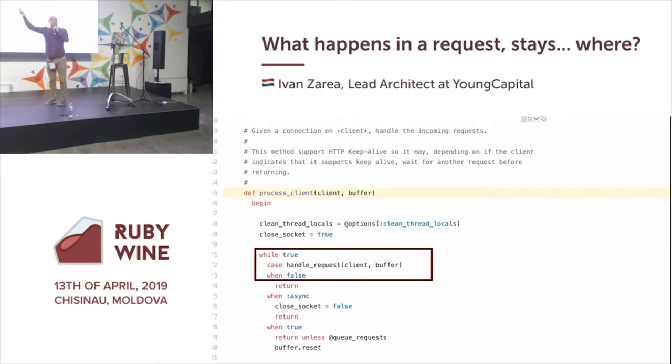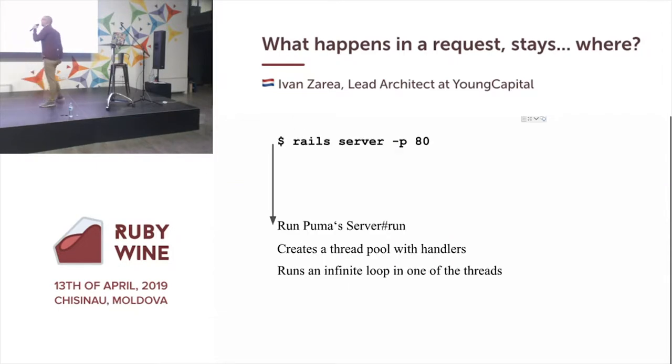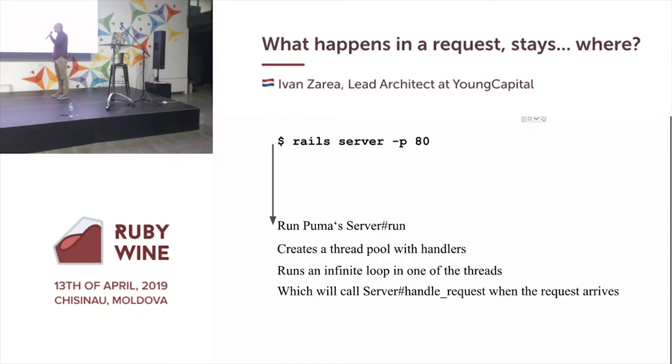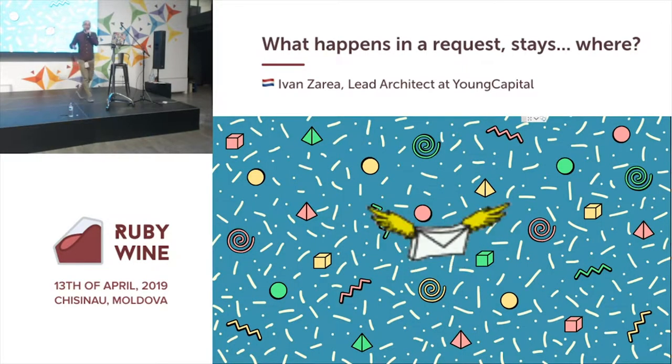Then we go into the process client method, which is handled in the thread pool whenever there's a client connection established, which is the case when I'm trying to send a request. What it does is it runs an infinite loop, you see here, while true, and it runs a thing called handle request. In that case, the handle request takes the IO object of the request that is arriving and does a bunch of things to it. So the next thing that Puma does is it runs an infinite loop. The infinite loop, as you just saw, will call the handle request method whenever the request arrives. The handle request method will actually take care of our message.